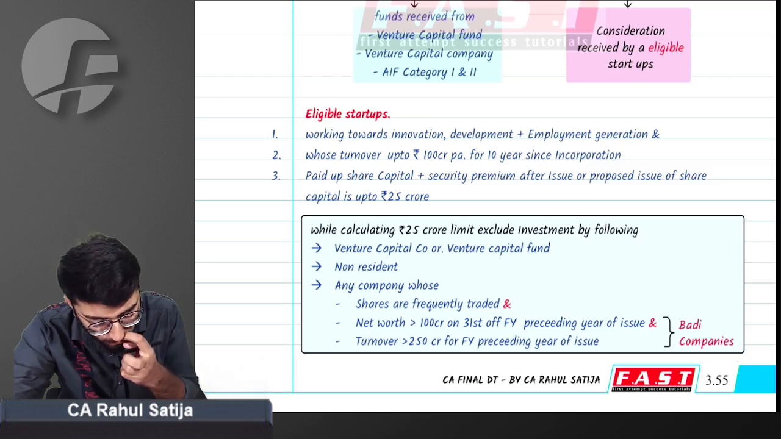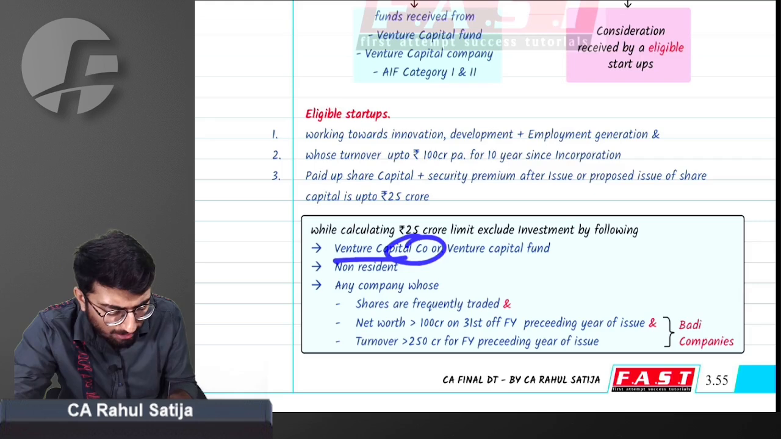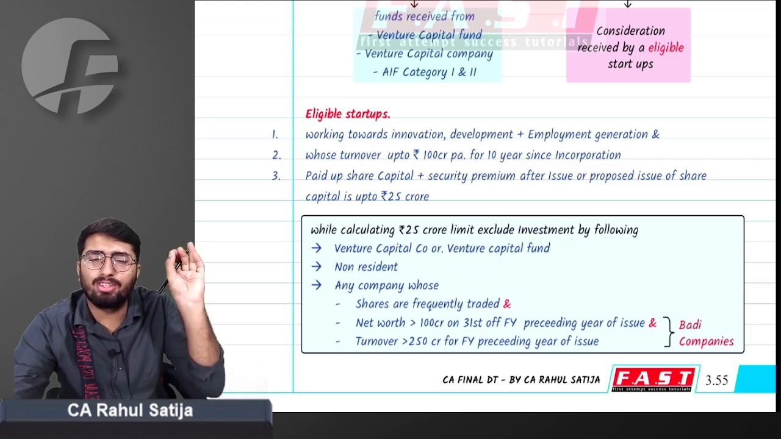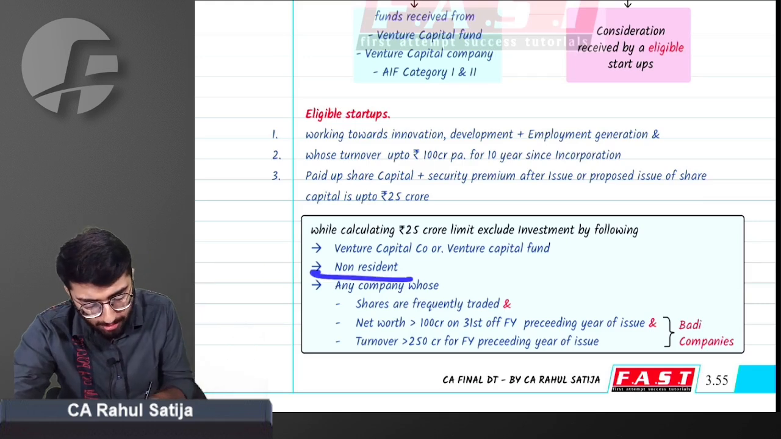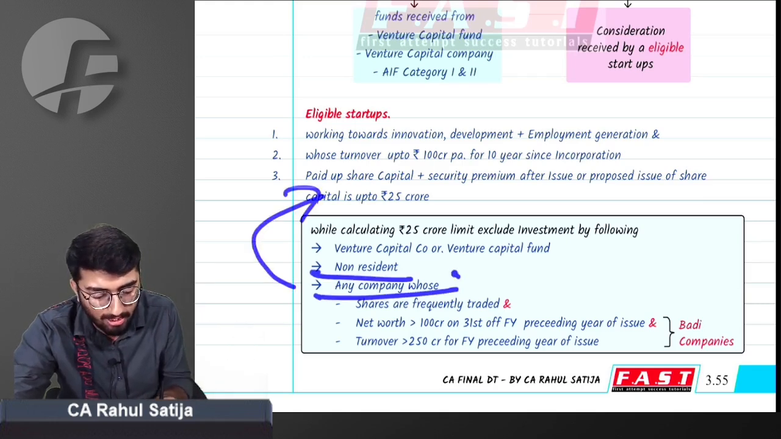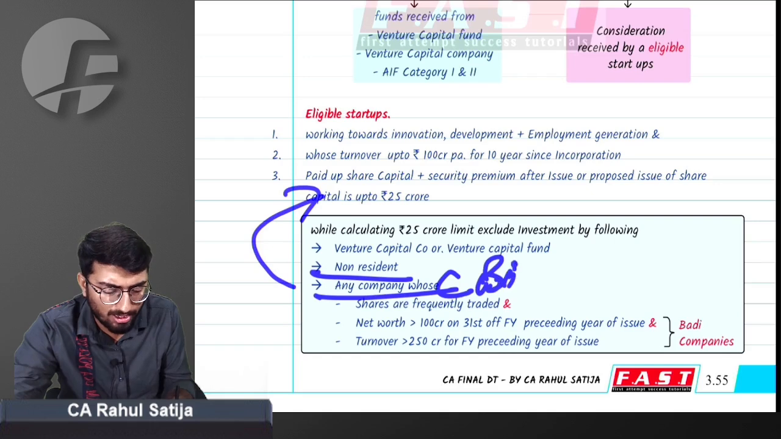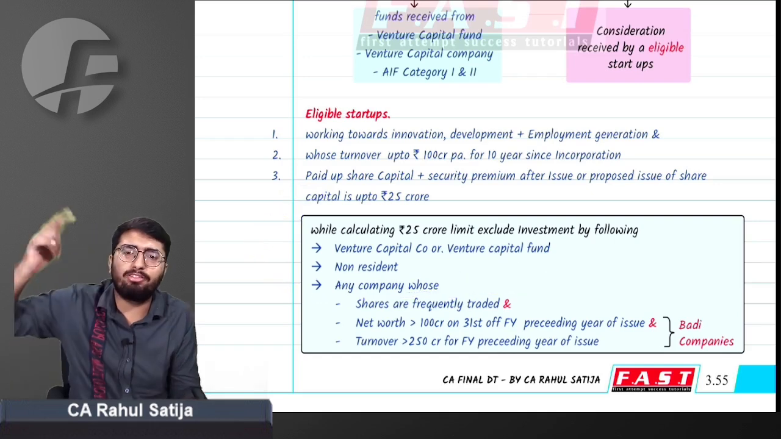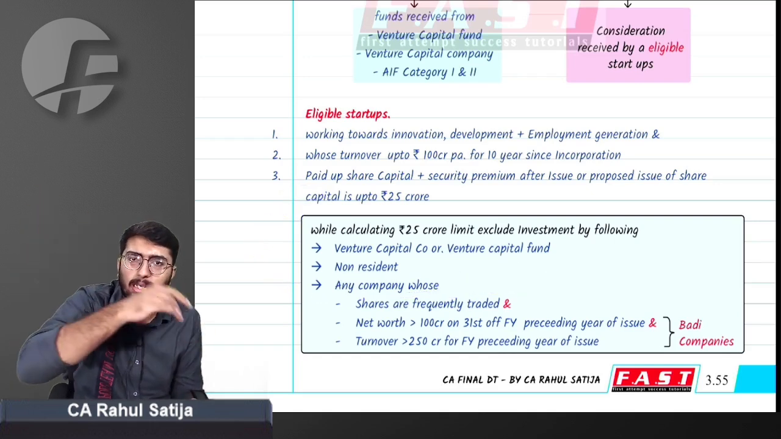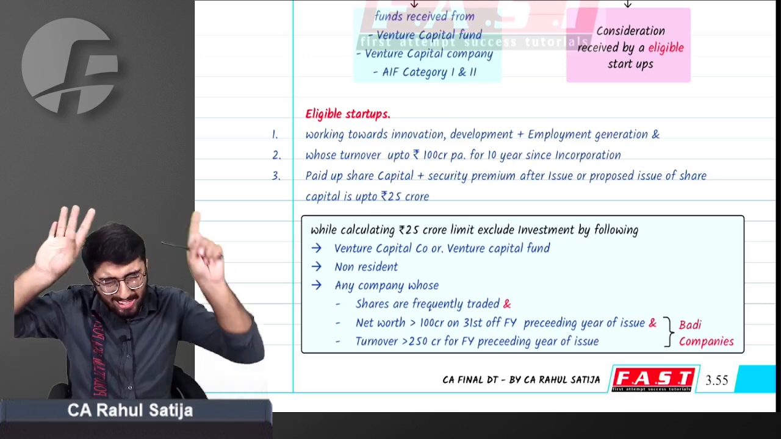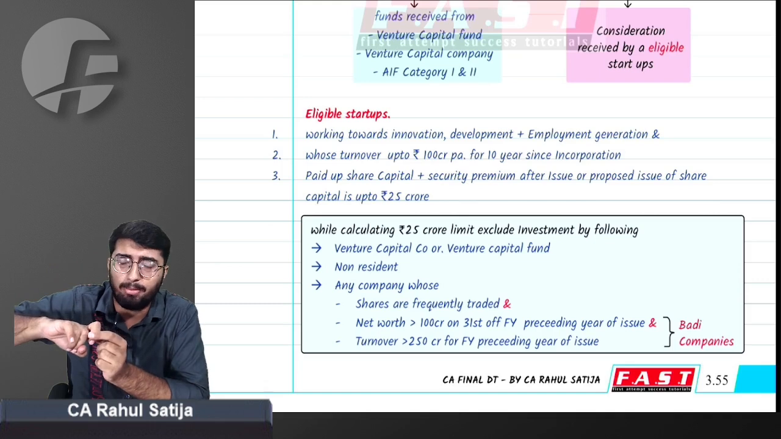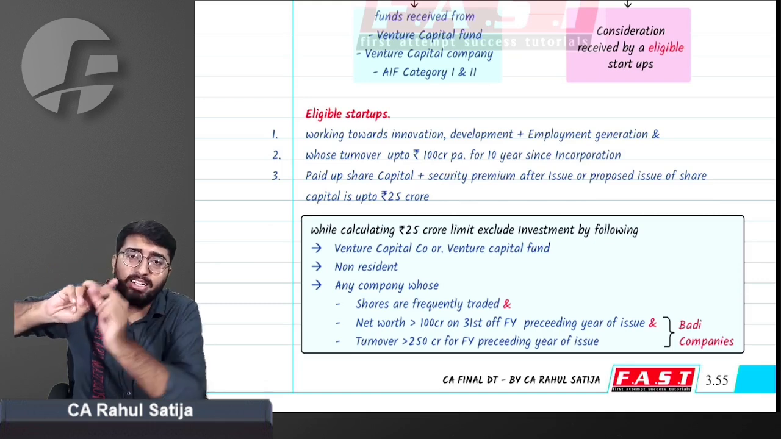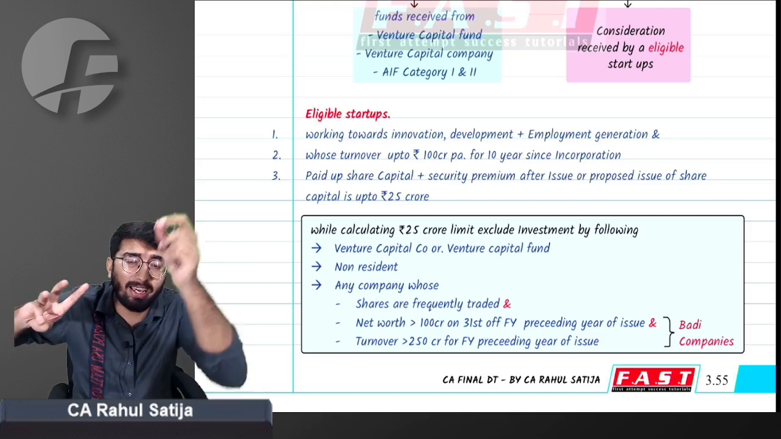Sir, whom we have to exclude? Any investment by venture capital company or venture capital fund will not be included in the 25 CR limit. Any investment by a non-resident or any investment by companies which are big companies. I'm just saying big company to refer to it; otherwise, we'll be studying in detail. While calculating the limit of 25 CR, exclude funding by venture capital companies or funds, exclude funding by non-residents, or exclude funding by big companies.